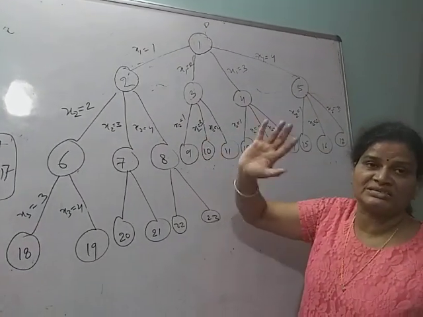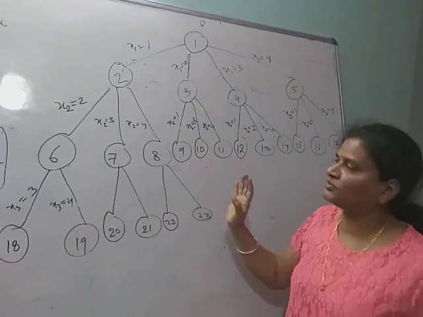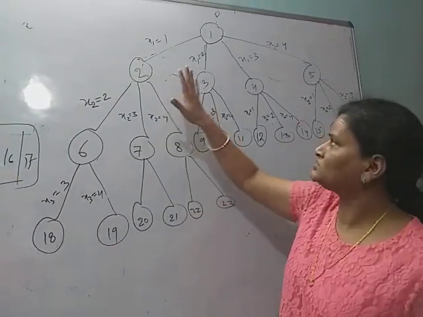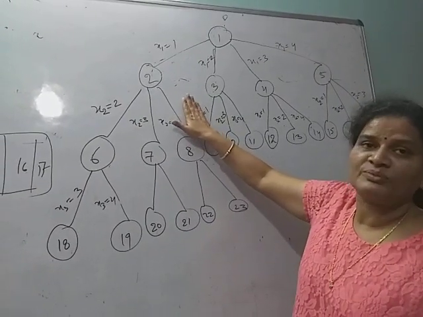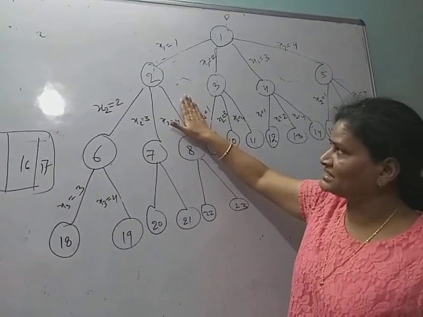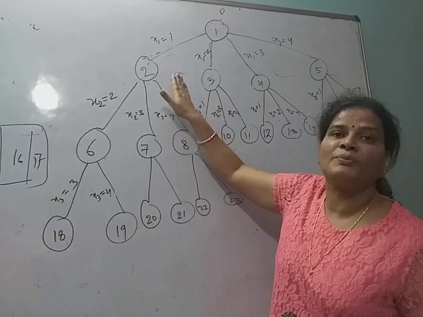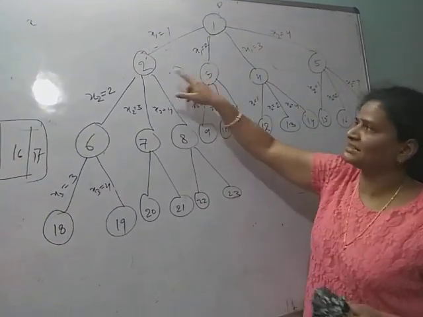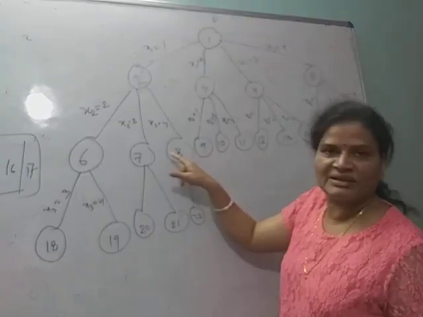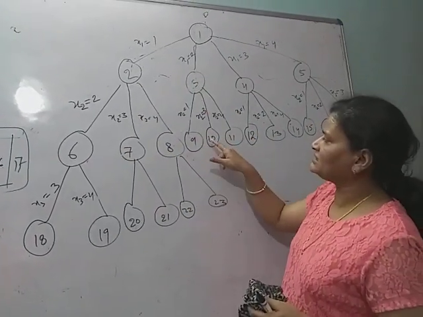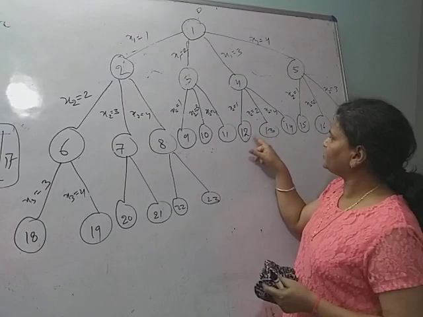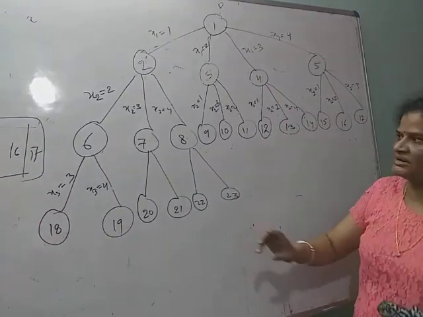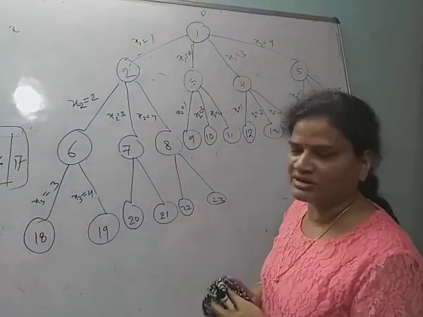If you draw the state space tree for backtracking, or for FIFO branch and bound or LIFO branch and bound, this is the state space tree for FIFO branch and bound. 1, 2, 3, 4, 5. Then next 2 will be considered: 6, 7, 8. 3 will be considered: 9, 10, 11. 4 will be 12, 13, 14. 5 will be considered: 15, 16, 17. Then 18, 19, 20, 21 and so on.